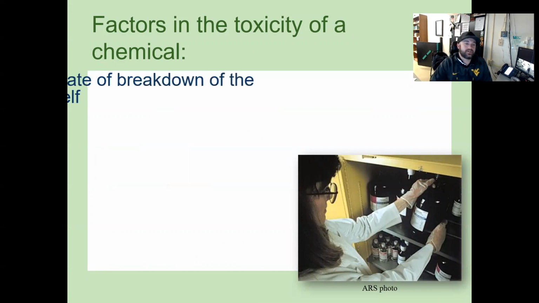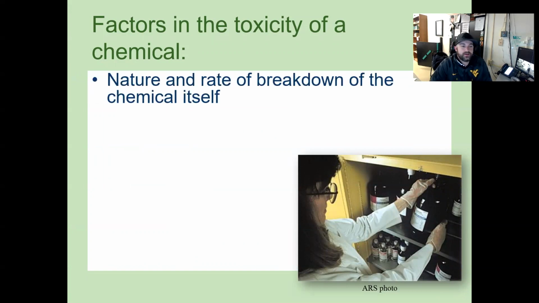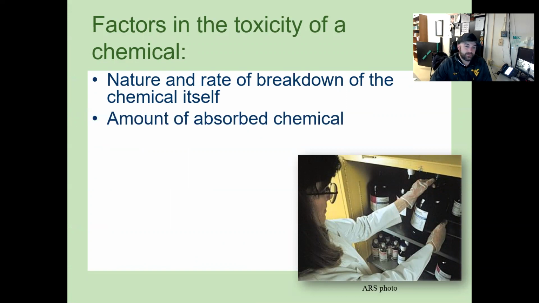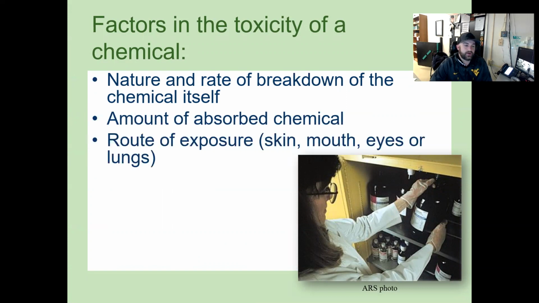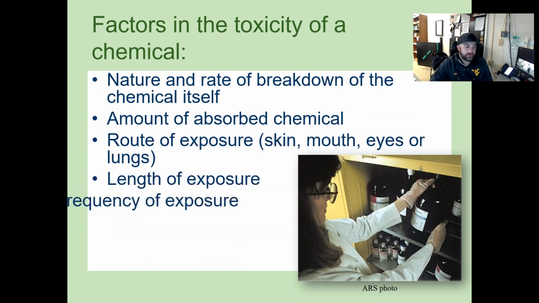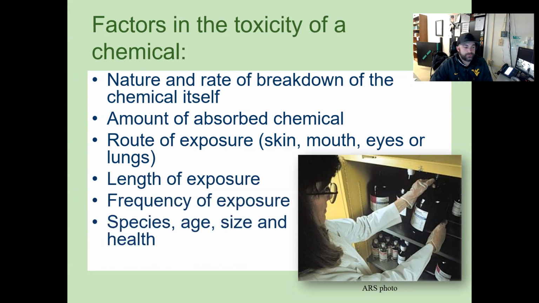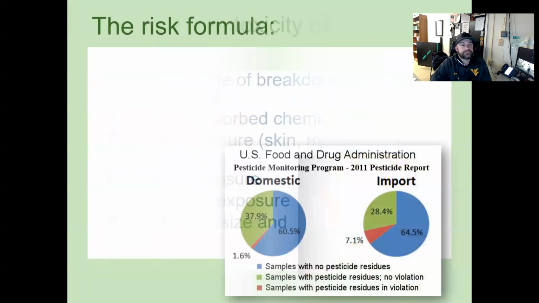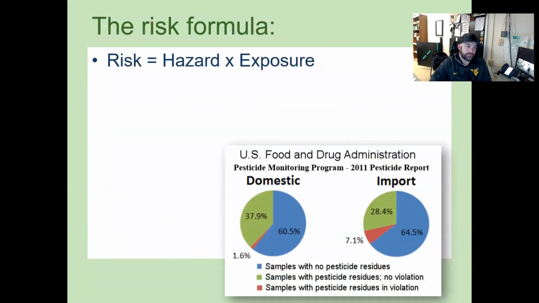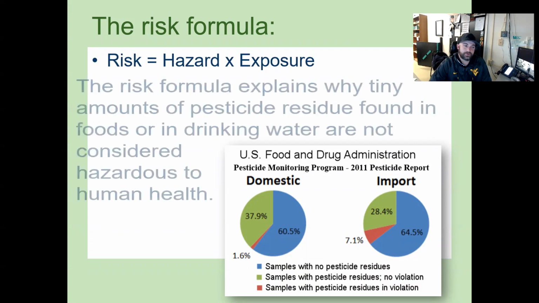Factors in the toxicity of a chemical: nature and rate of breakdown of the chemical itself, amount of absorbed chemical, route of exposure. You can do this 4 different ways: through mouth, skin, eyes, or lungs. Length of exposure, frequency of exposure, species, age, size, and health. So the risk formula: risk equals hazard times exposure.